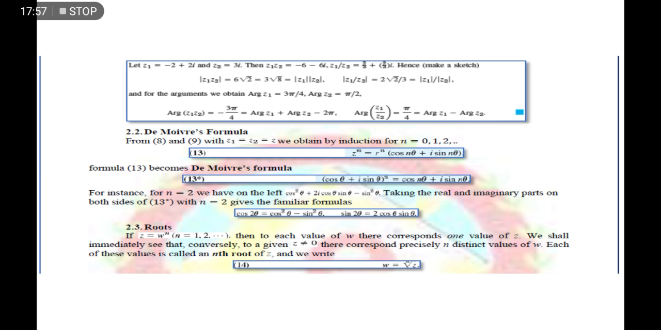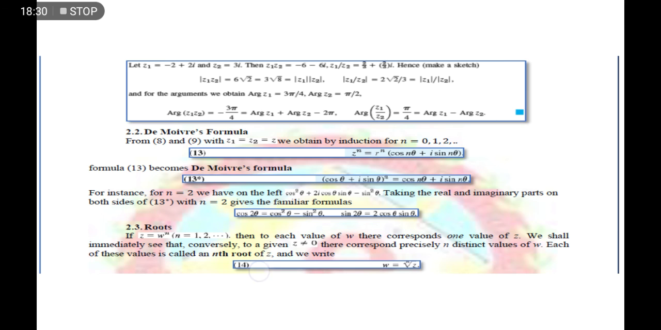Eliminating z to the power of n and r to the power of n, we can say that cosine of theta plus i sine of theta raised to the power of n, since that is where equation number 13 comes from, is equal to cosine of n theta plus i sine of n theta. So that is De Moivre's formula. It has many applications for complex numbers. Please read through it.